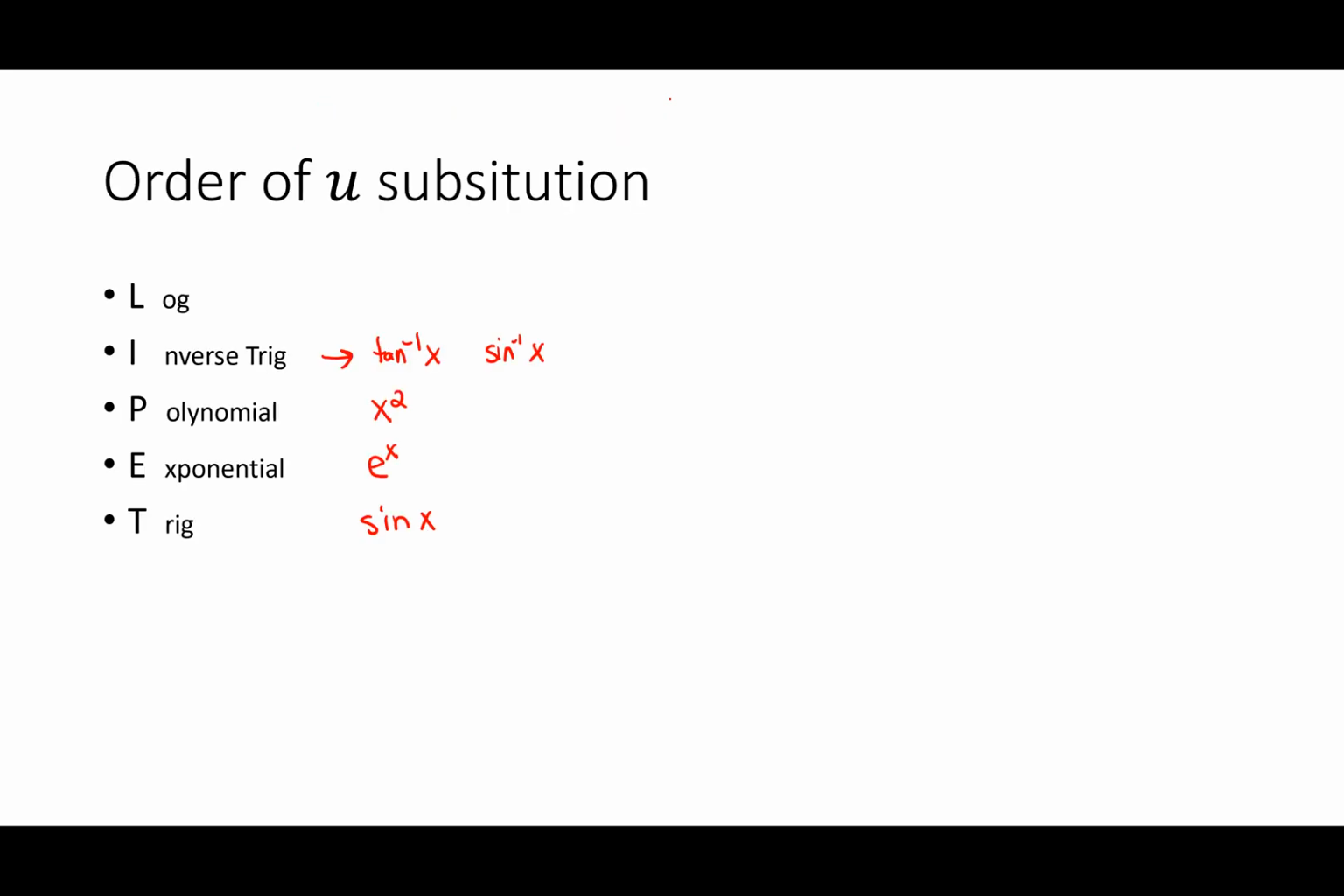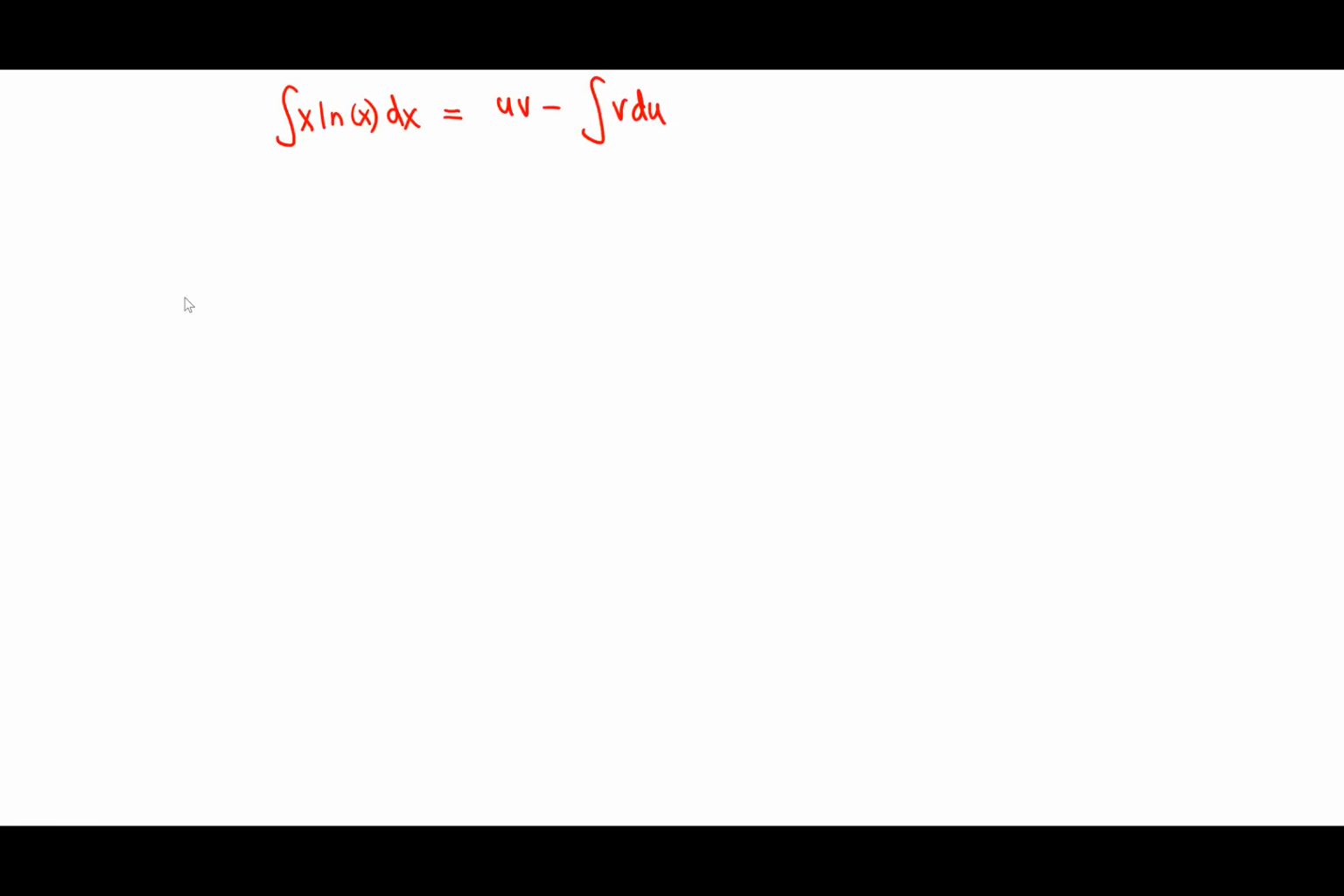Looking back at my order of my u substitution, LIPET, I see that I have a log and a polynomial. Because log is the first in the list, I'm going to choose the logarithmic function as my u substitution. So I'm going to say u equals log of x, and I'm going to say dv is equal to x dx.